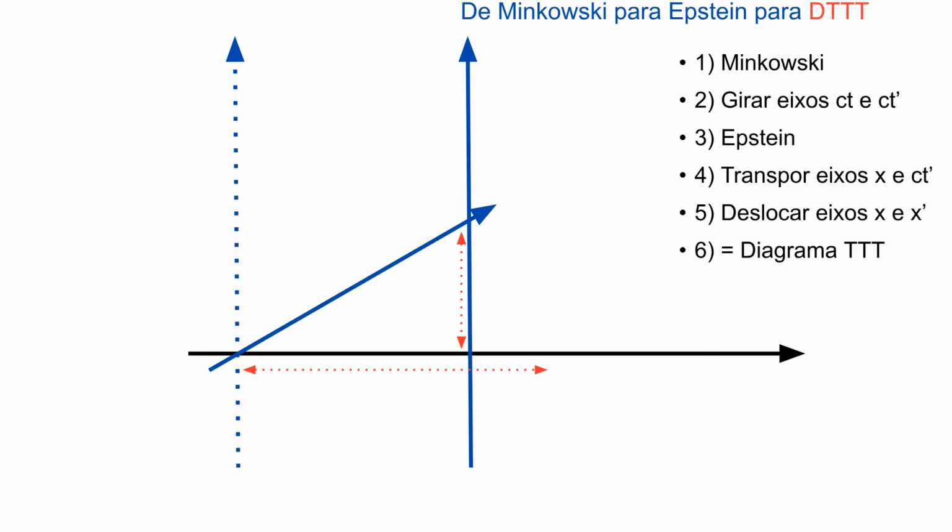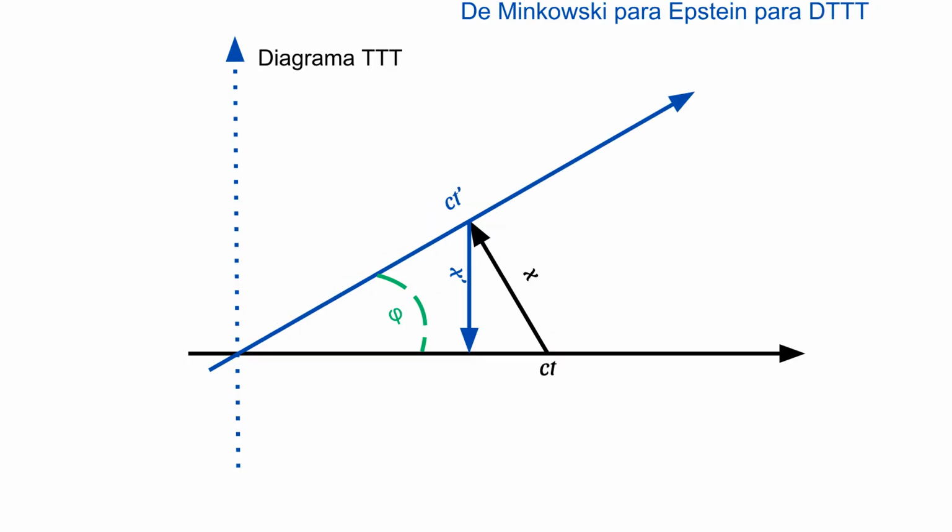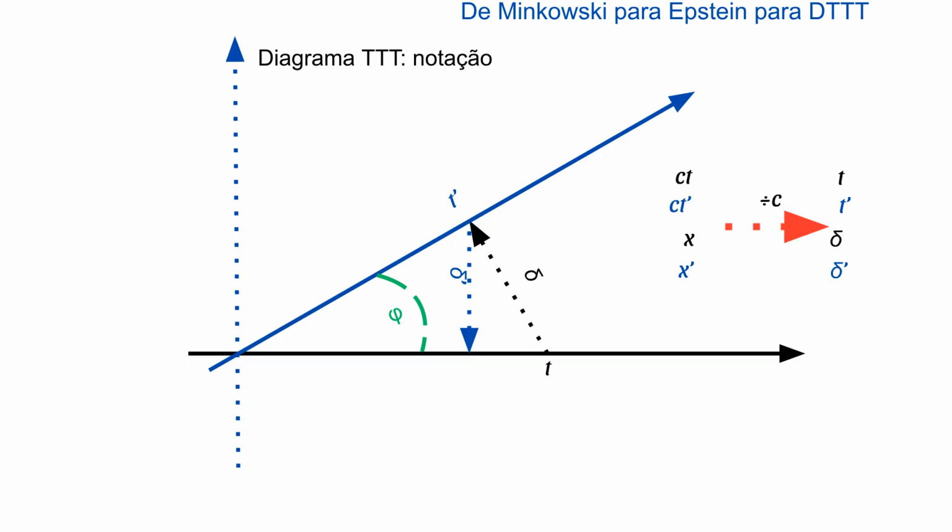paradox. Here is the completed TTT diagram, showing the final alignment of the transformed axes. In this final configuration, the TTT diagram clearly illustrates the relationships between the original and transformed spacetime. Now, let's examine the notation used in the TTT diagram to represent the various time and space components.